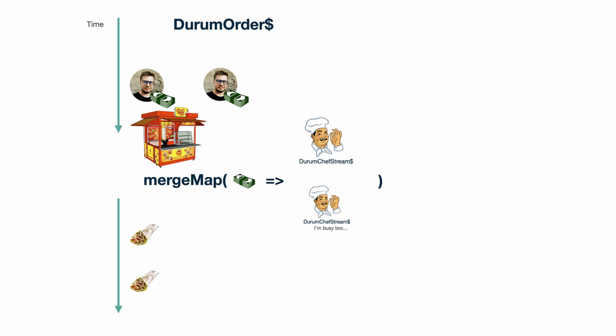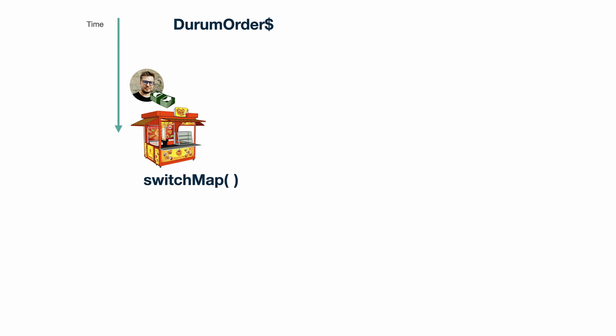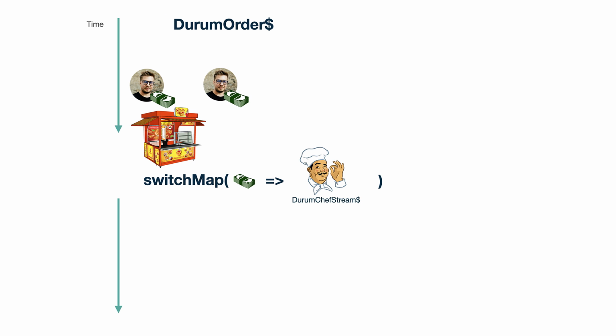Now, how would it work if the kiosk was the switchMap? Well, initially the same story here. I go to the kiosk, order some durum, the chef starts to work on it, then another guy comes, he orders as well. The chef says, bro, I'm busy, sorry about that. And what does our kiosk manager, which is switchMap, do in this case? She says to the first chef, stop everything you are working on currently, do not even finish this order, and just go home. Think about your productivity.